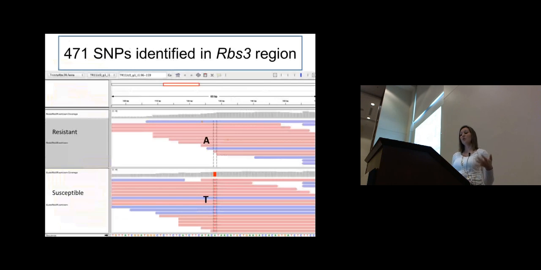So what we wanted to do was look for SNPs. SNPs would allow us to develop molecular markers to help screen for this disease earlier. And in just that RBS3 region, we were able to find 471 novel SNPs. So with this computer program, the top panel is the resistant plant, and the bottom is the susceptible plants. And there's a polymorphism located right here, where there's a T present in the susceptibles instead of the A. So these 471 novel SNPs can be used for developing molecular markers and also for fine mapping this RBS3 region.